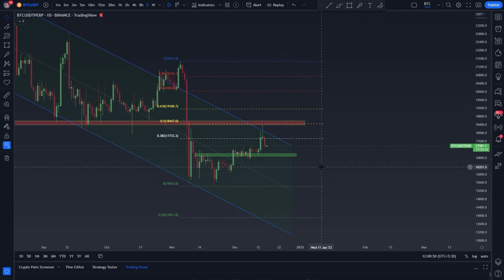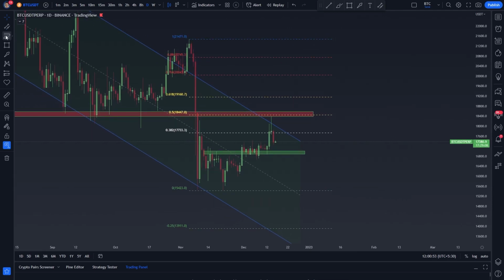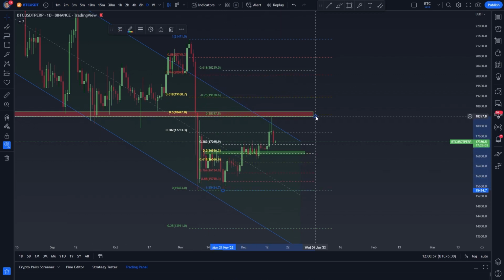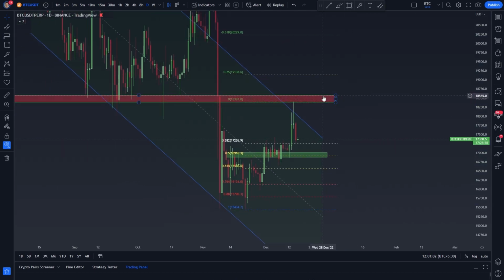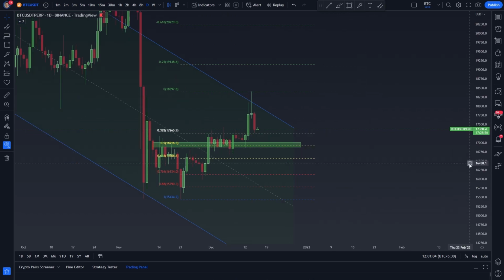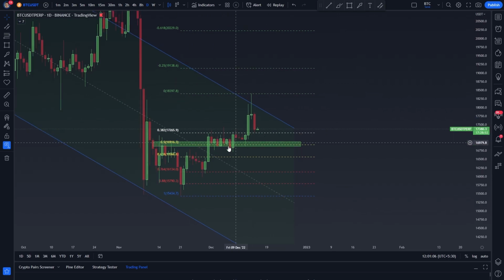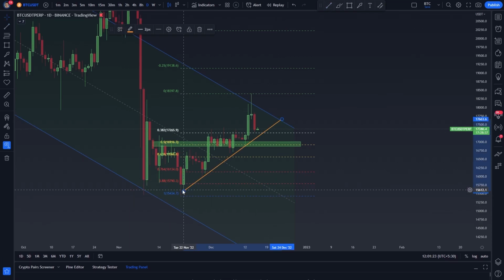Let's see what else we could justify. Let's do another Fibonacci from the recent low to the recent high. Let's get rid of the previous drawings. Right now we see the next Fibonacci golden zones, 0.5 and 0.618, are at 17,000 and 16,600, right? We also do have a trend line support over here, which is good.